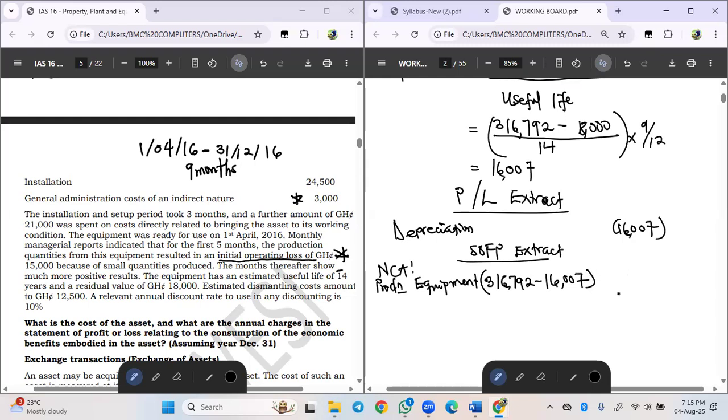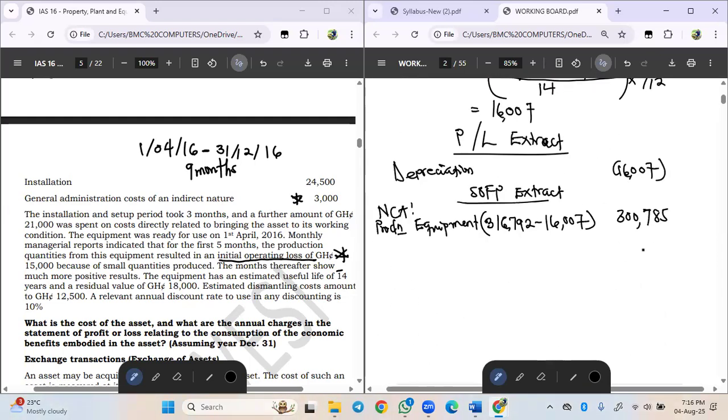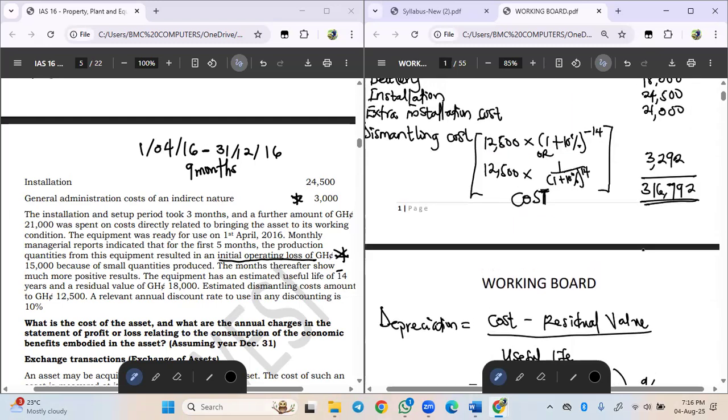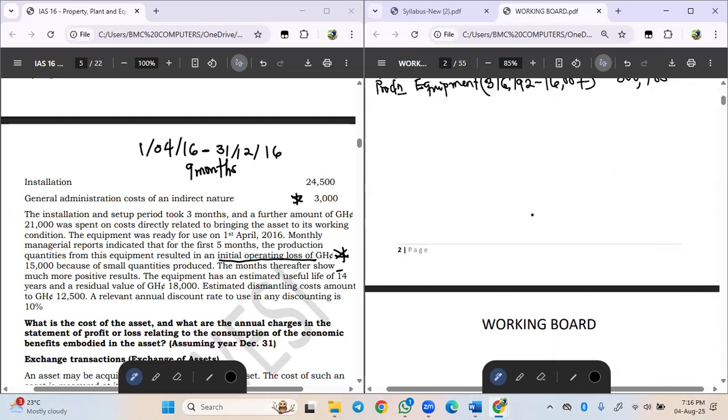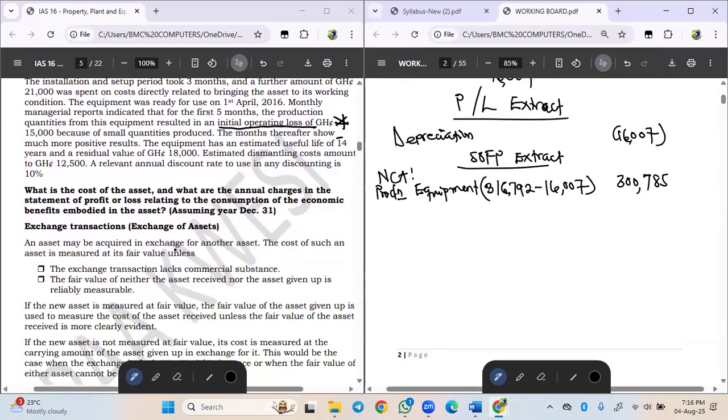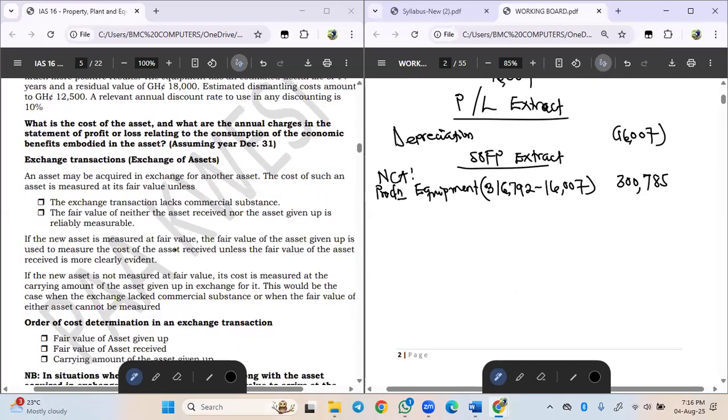All right, so please, what's the answer for this one? 300,785. All right, thank you. So this is what you do. As I said, this one is just straightforward. Okay, so let's look at this one.